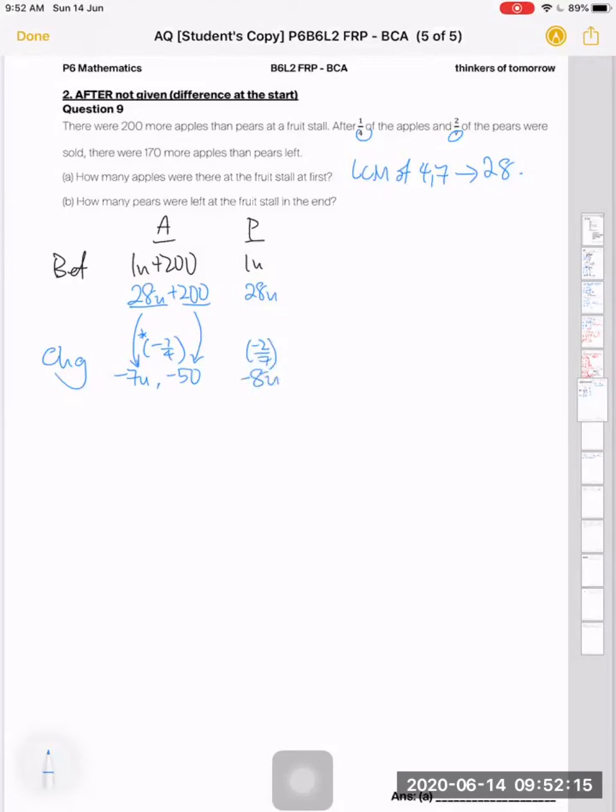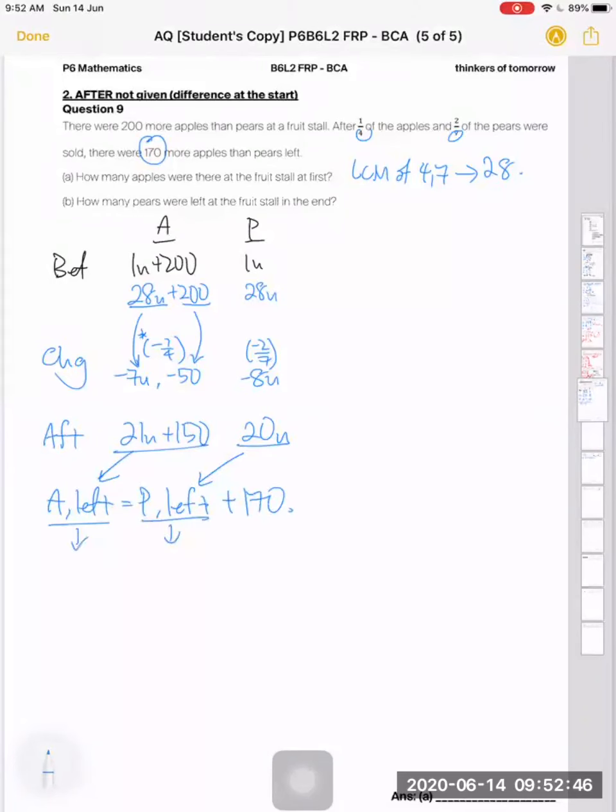Okay, so now you've got the before, you've got the change, you can easily put your after. So your apples left must be 21 units plus 150, and your pears left must be 20 units. From here, you then know that there are 170 more apples than pears left. So your apples left must be equal to pears left plus 170. Your apples left comes from here, your pears left comes from 20 units. So 21 units plus 150 must be equal to 20 units plus 170. From here you can solve for what is 1 unit.